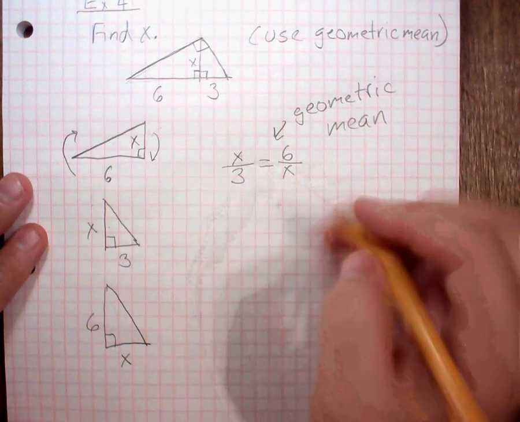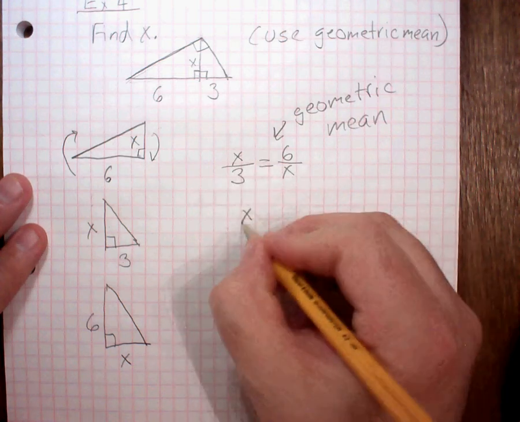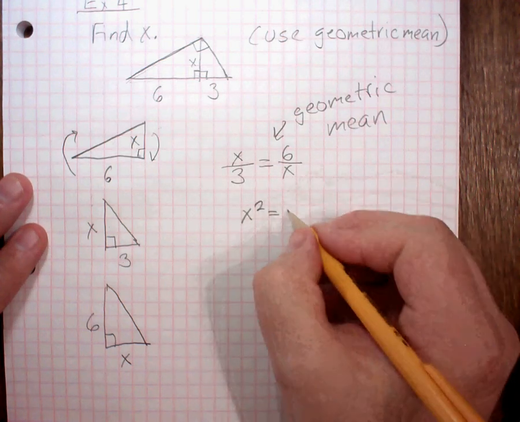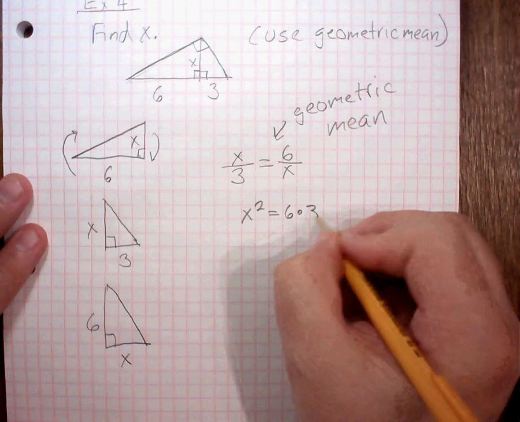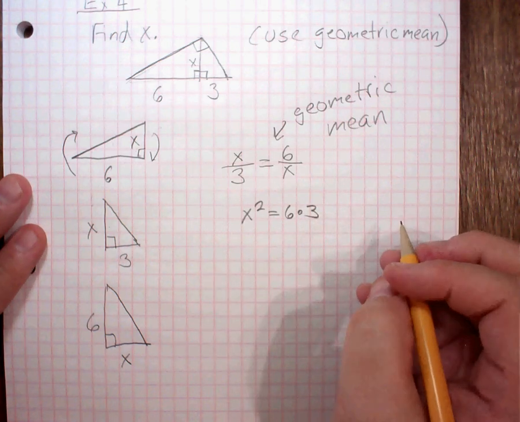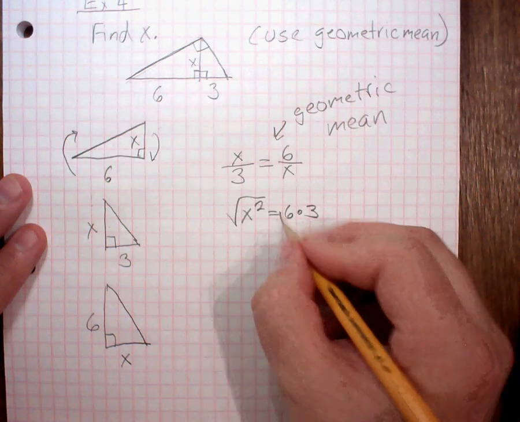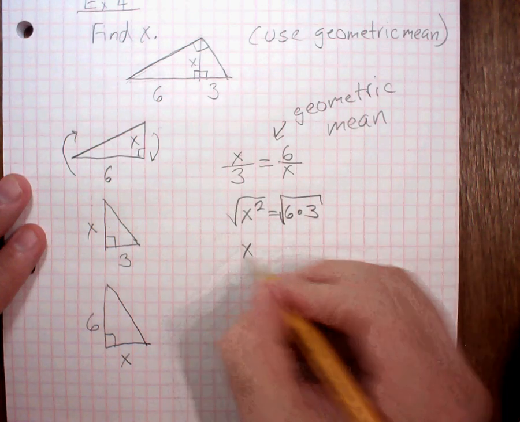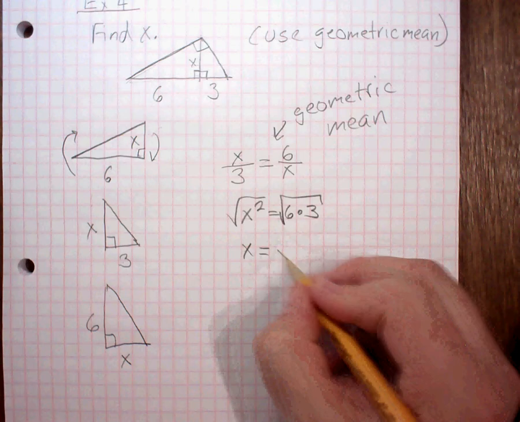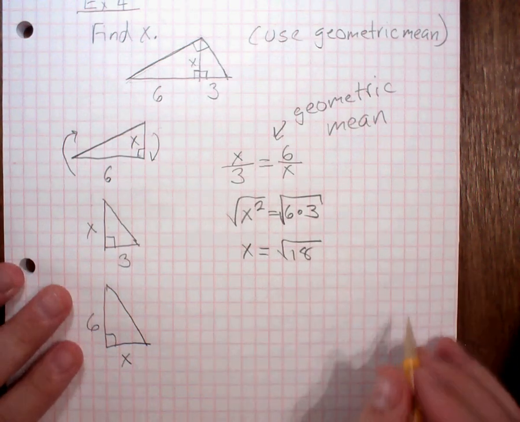So then we cross multiply: x times x is x squared, and then we have 6 times 3. Alright, so take the square root of both sides. I get x over here, and then over here I get the square root of 6 times 3, which is 18.